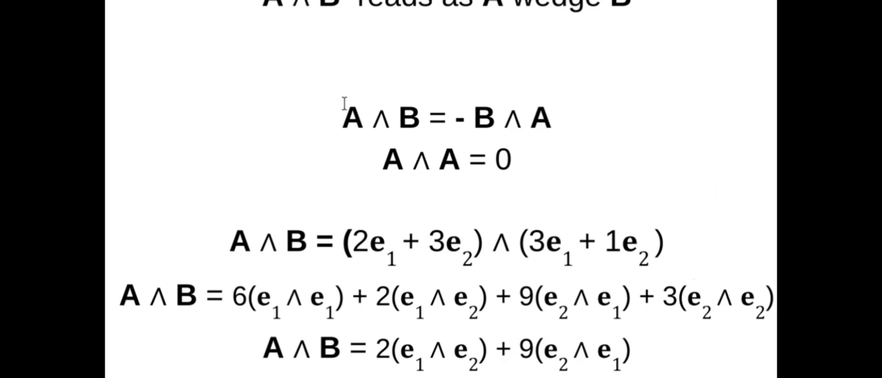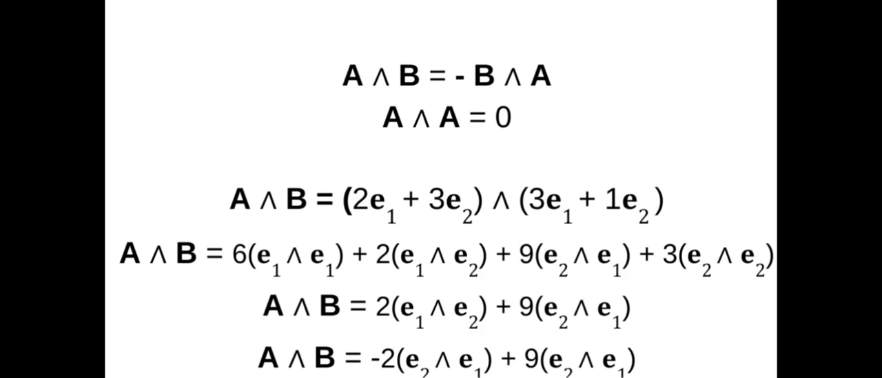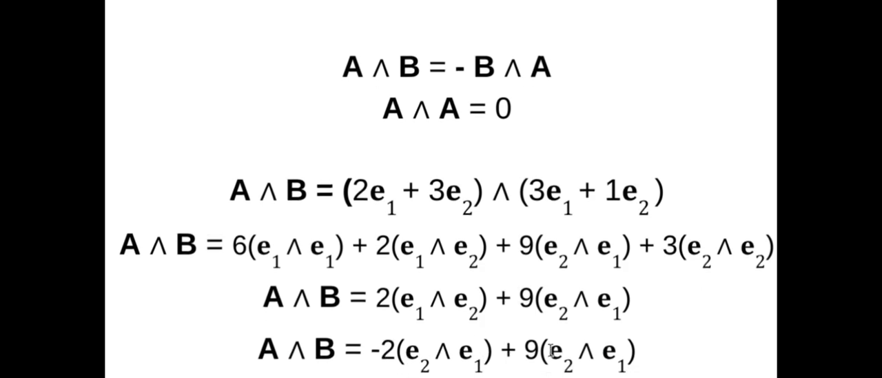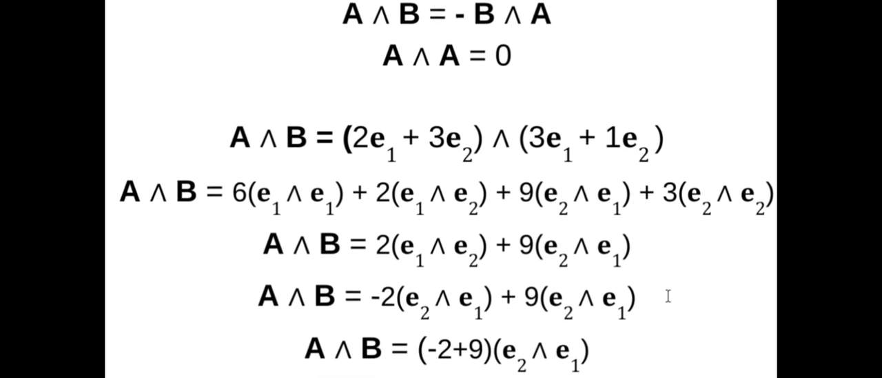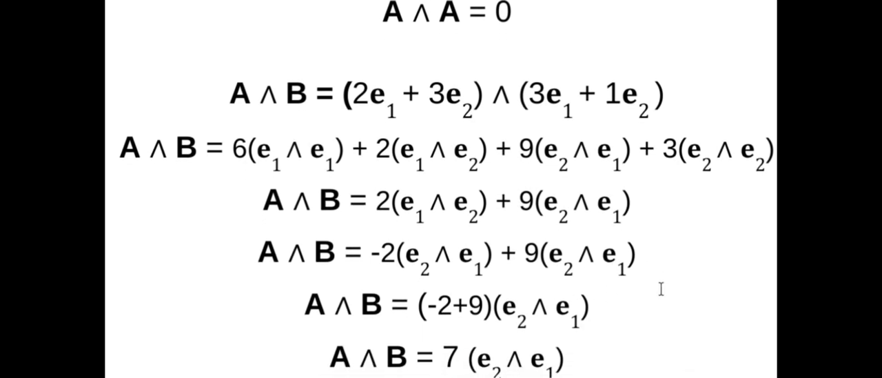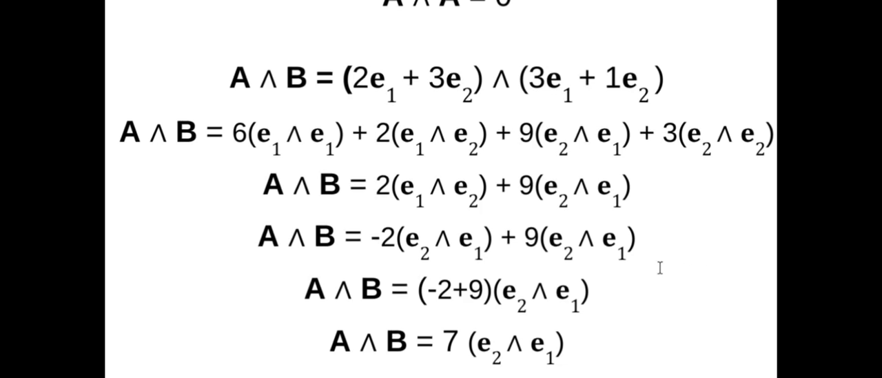Now look at this other property. A wedge B is equal to the negative of B wedge A. So I've got an E1 wedge E2 and an E2 wedge E1. So I'm going to change this one to an E2 wedge E1, which just makes it a negative. And now I have the same thing in both expressions, so I can factor out an E2 wedge E1, and I get minus 2 plus 9 times E2 wedge E1, which is a 7. Now, what does that mean? Well, they call this thing a bivector, okay? And this is the component of it.